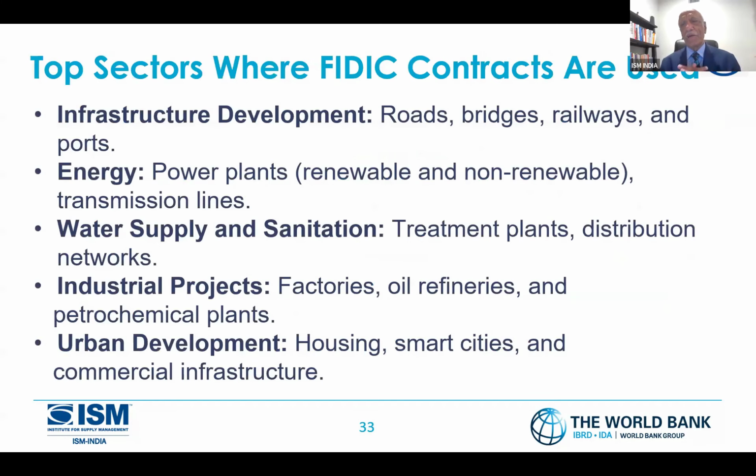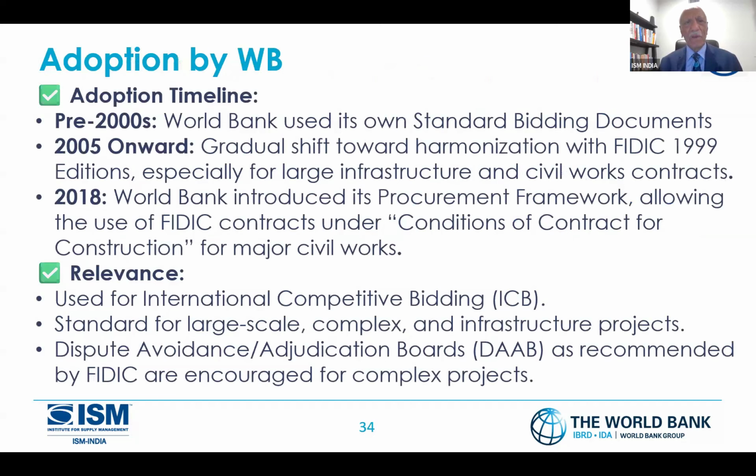The top sectors in which FIDIC contracts are used: infrastructure development, roads, very common, bridges, common, railways, ports, energy. I want to set up a big power plant, renewable and non-renewable. Nowadays, I think on the renewable side, there's a big push. Transmission lines, all the things around. Water supply, industrial projects, urban developments. I want to set up smart cities. In those cases as well.